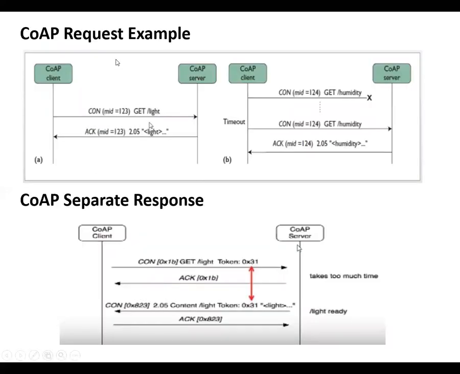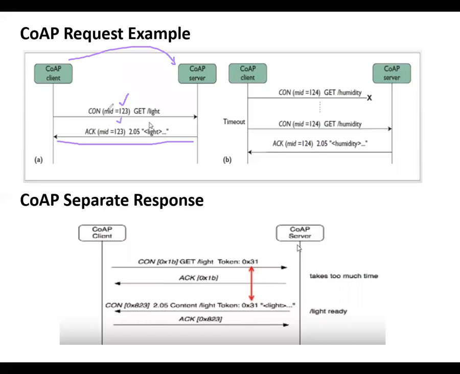The COAP request example in the figure, you can see figure A. Let me grab the pen for this. So the COAP client requests to the COAP server. The message ID is 123 and it is asking about light. So the client is asking about light intensity, for example. The server responds to the client by sending a message with the same ID.